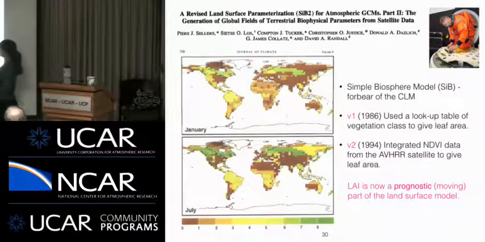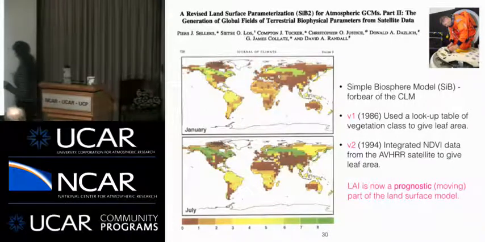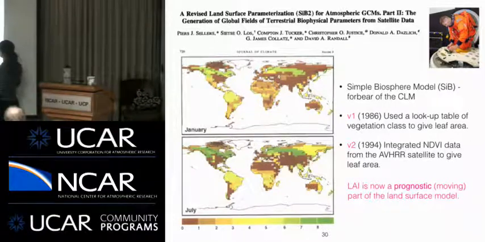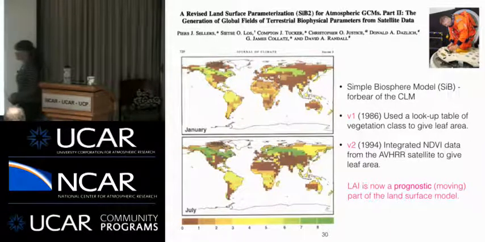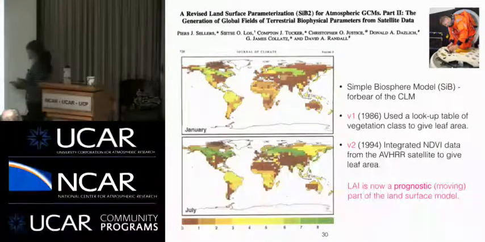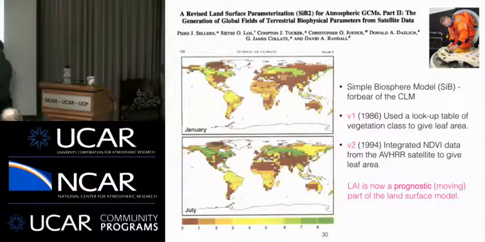So version 1 of the CLM, which Piers Sellers had lots to do with, basically used a lookup table of vegetation class. We said if we're a forest, our LAI is like 5, if we're a grassland it's 3, to tell you what leaf area was. But that was obviously not very good. So in 1994, version 2 of the CLM, which was at that point called SiB, integrated this LAI product from the early AVHRR satellite just to introduce leaf area index into the model.